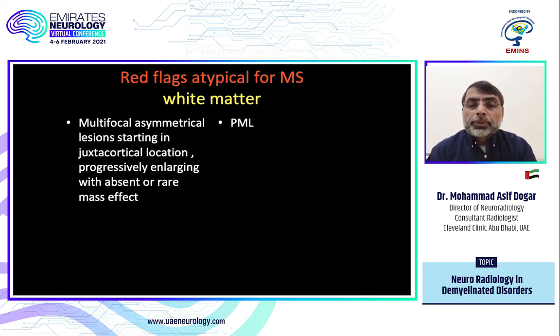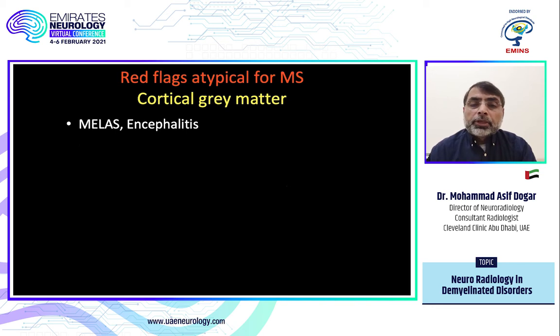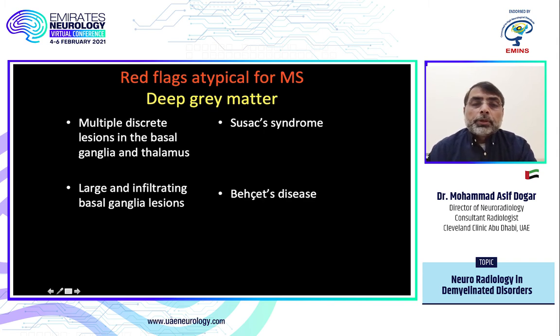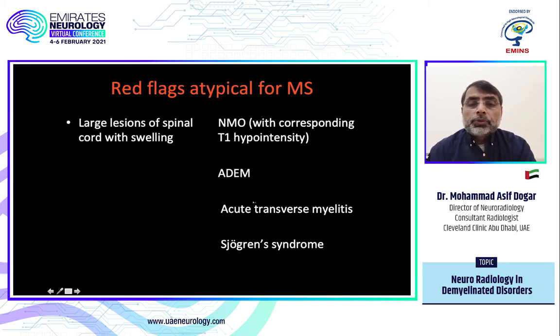We already looked at PML. If the gray matter is involved, it could be MELAS, encephalitis, or some other disorder. If the deep white matter is involved, then again, it could be ADEM, could be CADASIL. If you have a lacunar infarct, could be CADASIL, small vessel ischemic disease. And if you have a T1 hyperintensity in the pulvinar, it could be Fabry's disease. So if you have multiple discrete lesions in the basal ganglia and thalamus, again, could be Susac syndrome. A large infiltrating lesion in the basal ganglia, brainstem, it could be Behçet disease. We'll see some examples soon here.